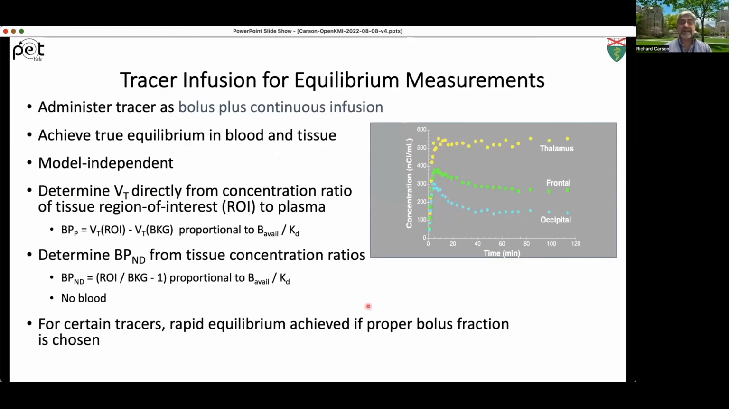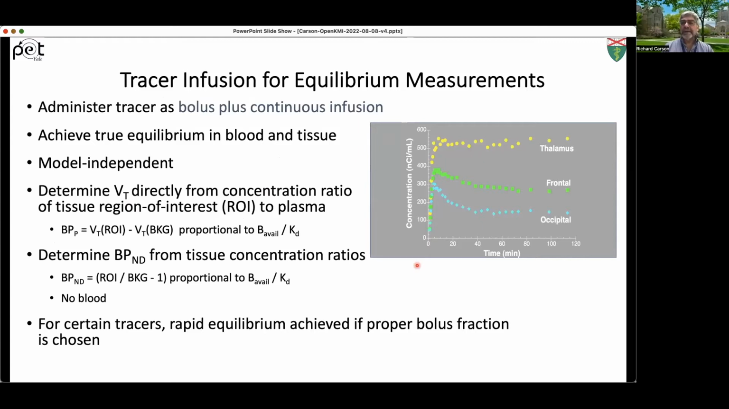Or perhaps we can infuse the tracer. We said this is the value at equilibrium. If we can actually get to equilibrium, which we can for some tracers, by infusing the tracer, we can immediately read out those volumes of distribution or binding potentials directly from the data. But this one doesn't always work. It really depends on the tracer and the duration of the study we're trying to do.